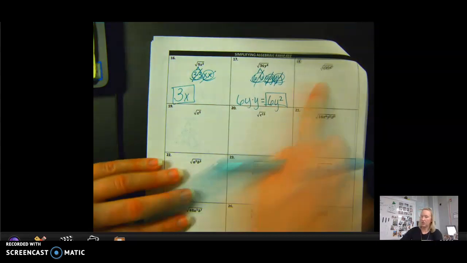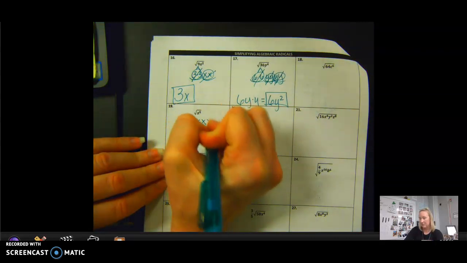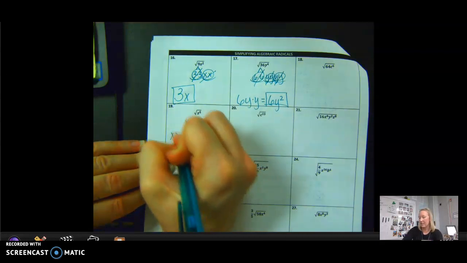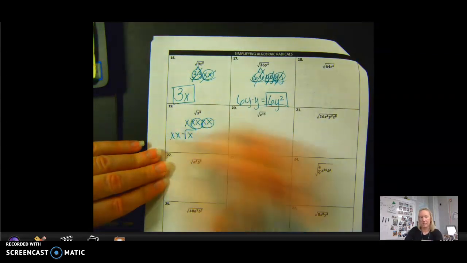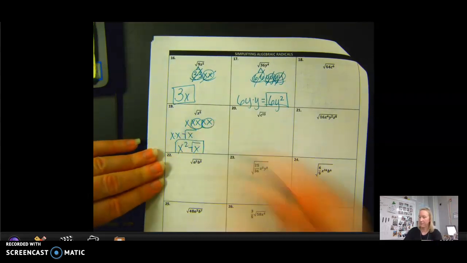I'm going to skip this one. I'm going to go to 19. This just means x times x times x times x times x. I have 2 pairs of x's. So an x and an x come out, and I'm left with a square root of x inside. So really I have x squared square root of x is my answer.